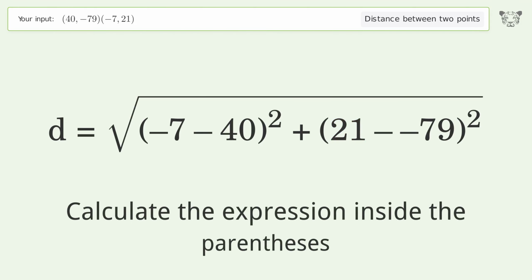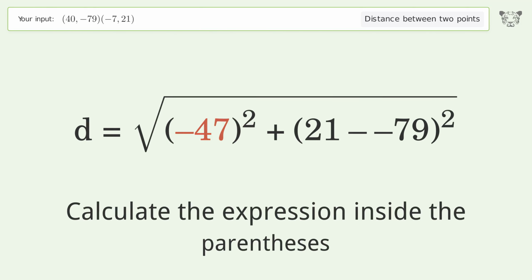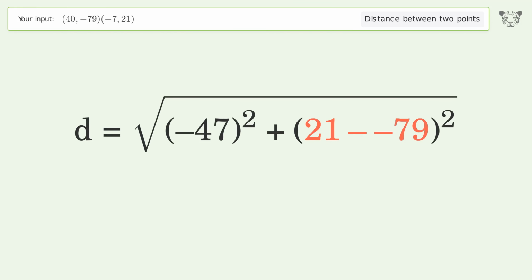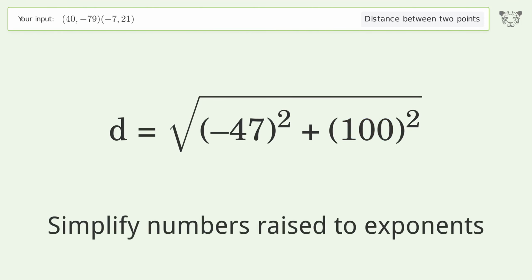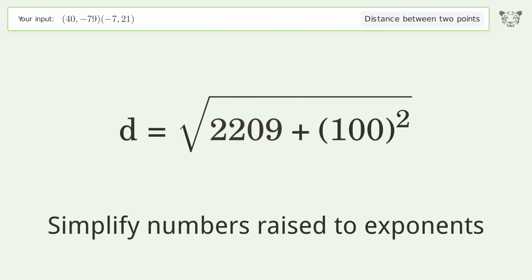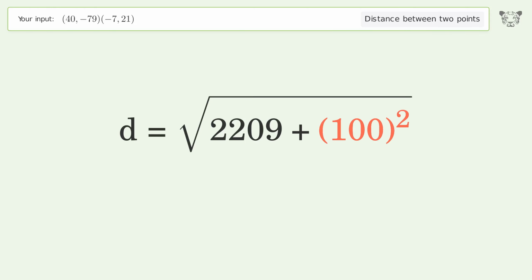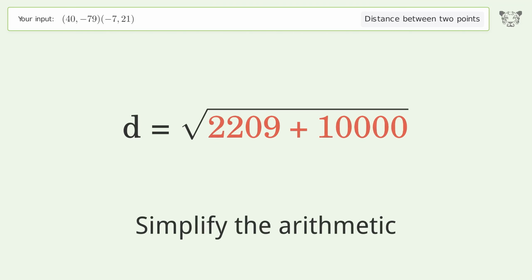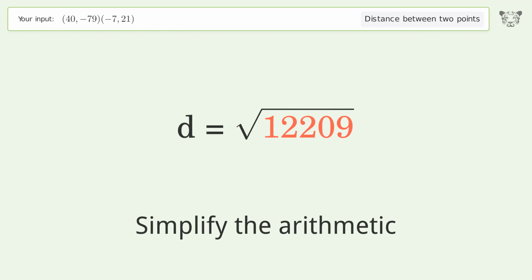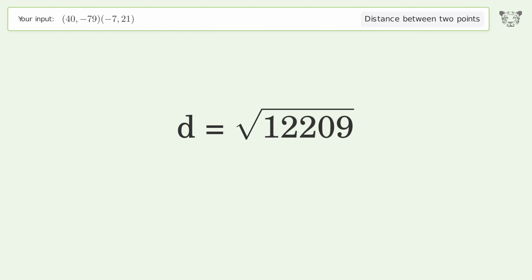Calculate the expression inside the parentheses. Simplify numbers raised to exponents. Simplify the arithmetic. And so the distance between the 2 points is the square root of 12,209 or 110.494.